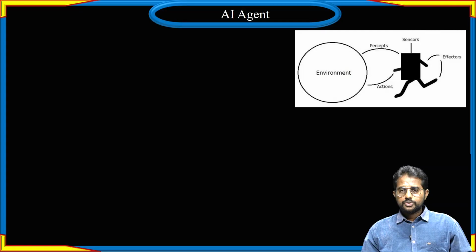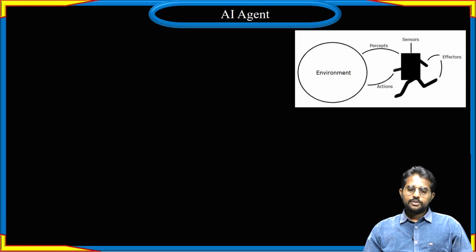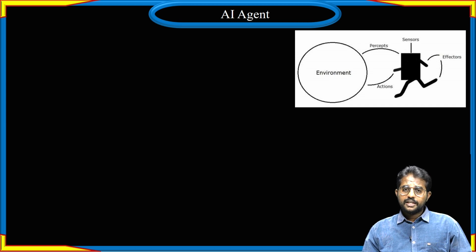So what is an artificial intelligent agent? We will also call it an intelligent agent. It is the main component in artificial intelligence, the working component. That is, we will assign some task to a computer to do, so that task we will assign to the agent. An agent will be deployed in the environment.